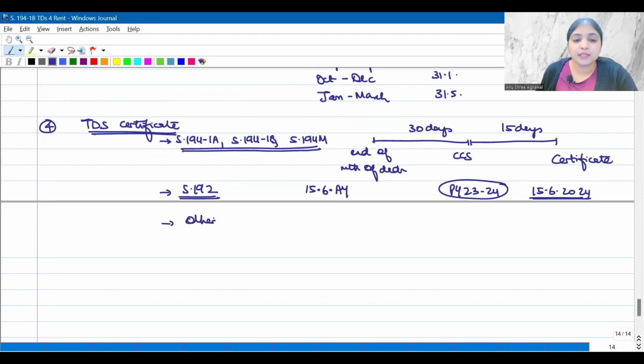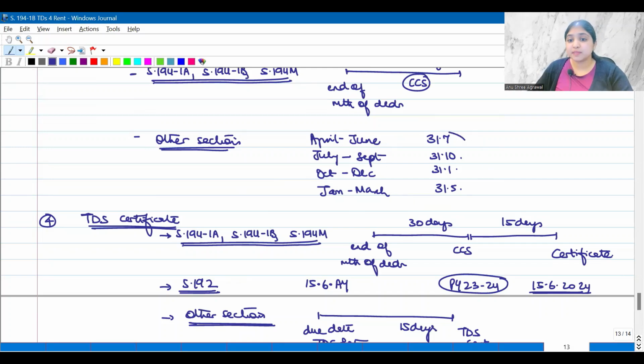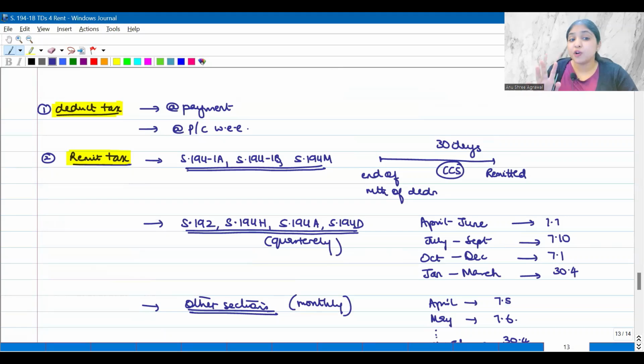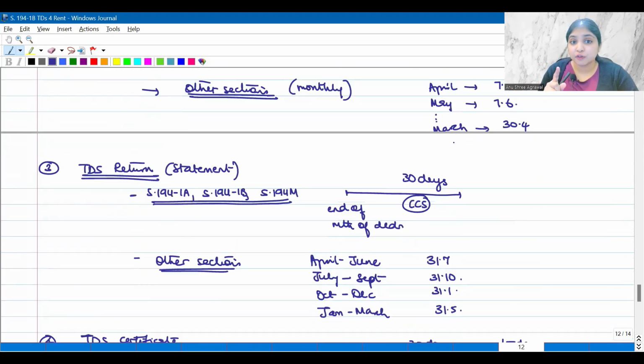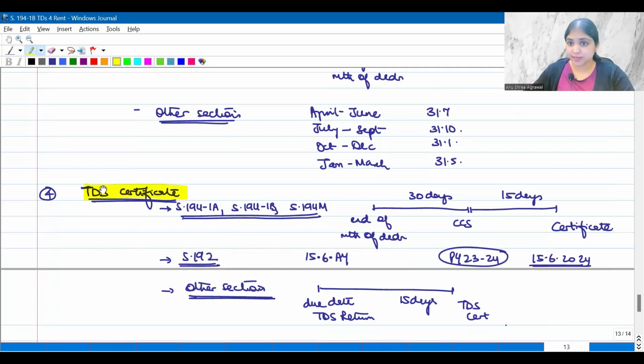What about all the other sections? For all the other sections, you will see what the due date for filing the TDS return is. From that due date, within 15 days, the TDS certificate has to be given. Understood? So these were the 4 responsibilities that we discussed: deduction of tax, remittance of tax, filing the TDS return, and TDS certificates. Alright guys.